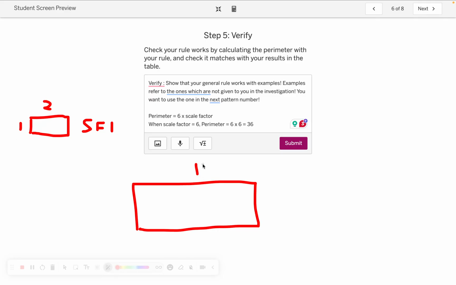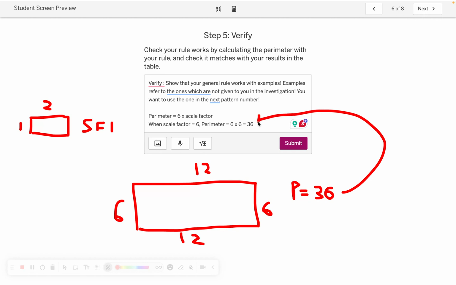So this actually is going to give me 12, because 2 times 6 gives me 12. And if I take 1 times 6, that's going to give me 6. So this is actually how the rectangle looks when it's a scale factor of 6. And of course, we can just calculate the perimeter here by adding all the numbers up, and that should also give me 36. This number should match with this number. If you could match both of these numbers, your rule is verified.